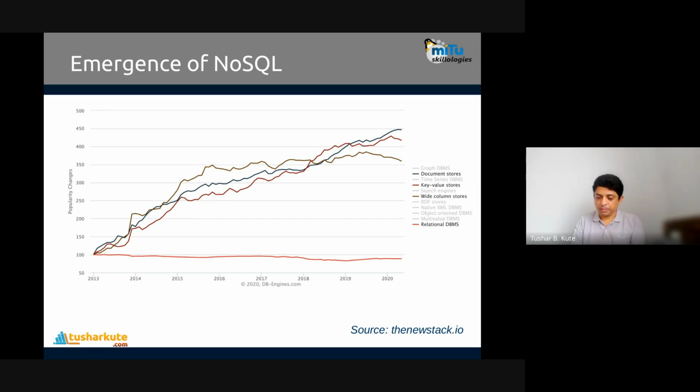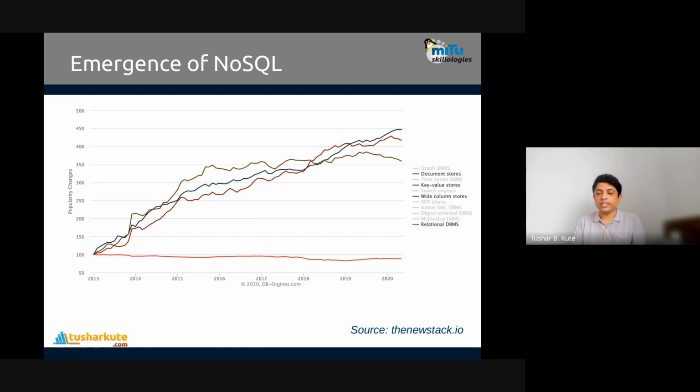Document store databases are very popular among all of these 4. Second, key value stores, whose linear growth can be seen. Third, wide column databases, which declined at around 2020. And the red one, relational, is not growing; it is stabilized at around 100 plus. Linearity is not there. It is stable. But the NoSQL databases are continuously growing linearly.